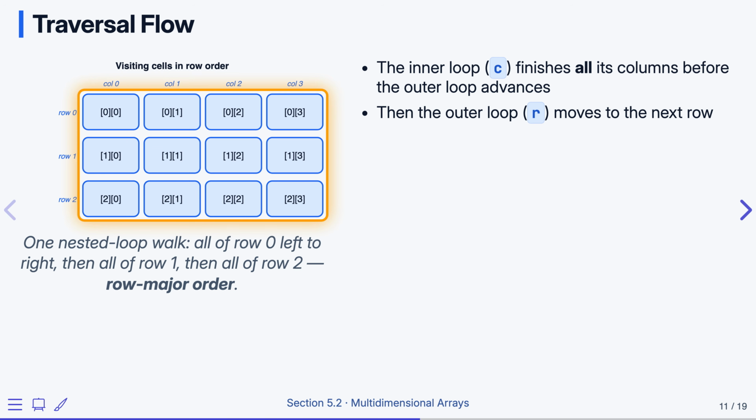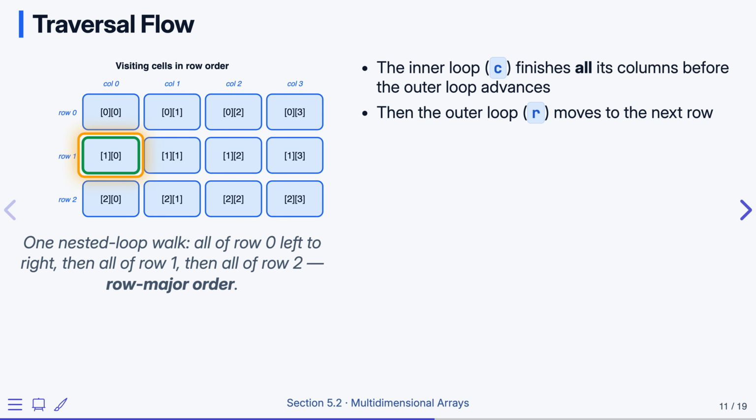The nested loop visits every cell. The outer loop picks the row. The inner loop walks the columns. Watch the green marker move. Row 0, column 0, grid[0][0]. Column 1, grid[0][1]. Column 2, grid[0][2]. Column 3, grid[0][3], row 0 is done.